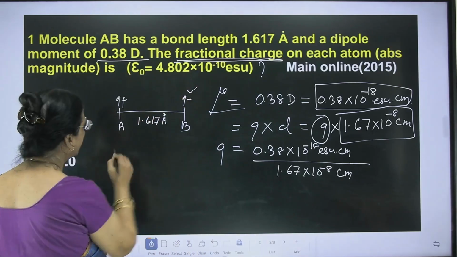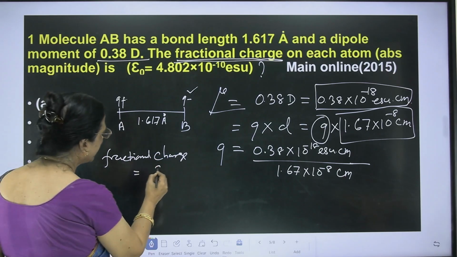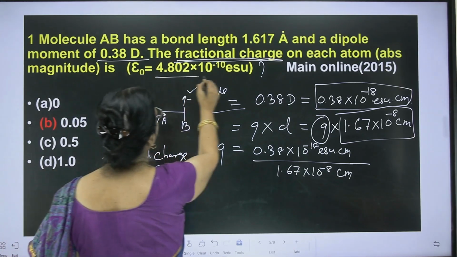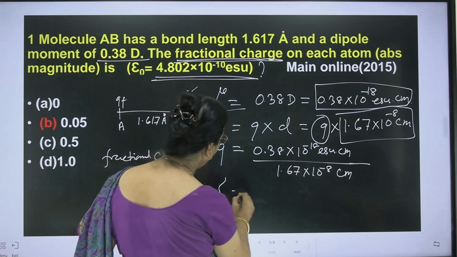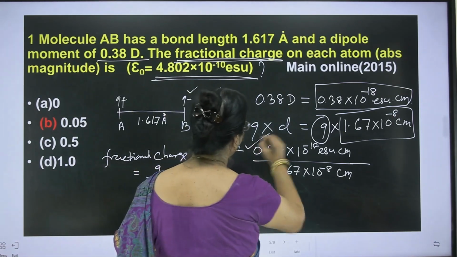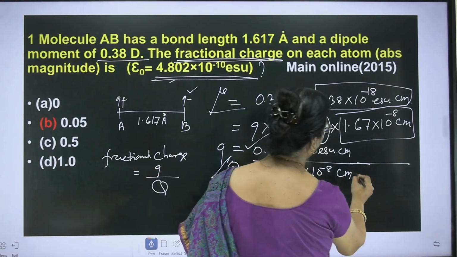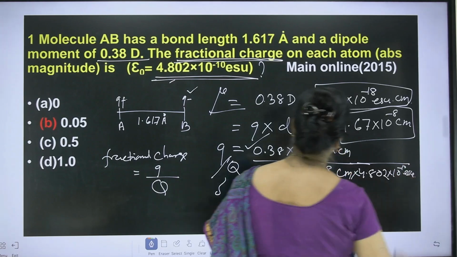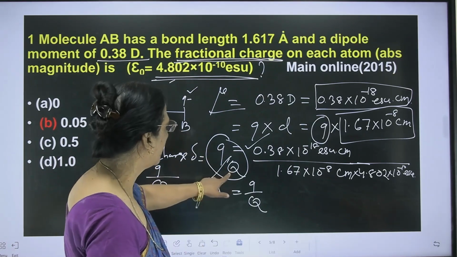Now the question again: fractional charge. The fractional charge, which we write in the form of delta, is equal to the partial charge Q divided by the charge of the electron, e0. Now we divide this by the charge of the electron, 4.802 into 10 to the power minus 10 ESU. So delta is equal to the partial charge divided by the charge of the electron.